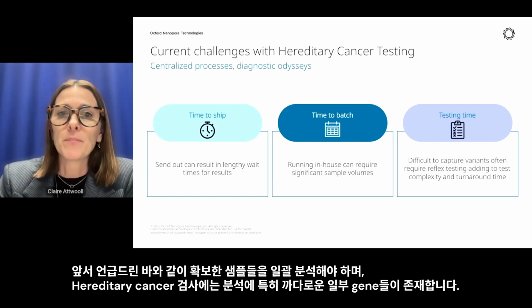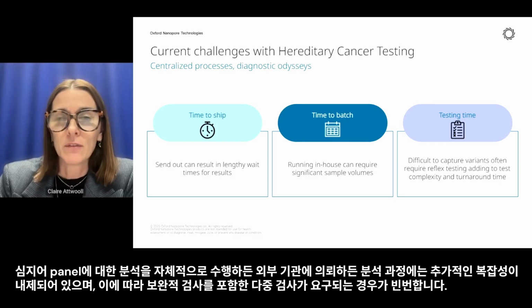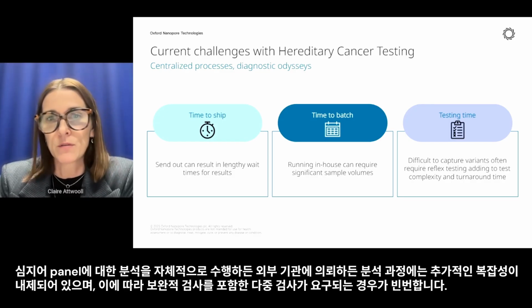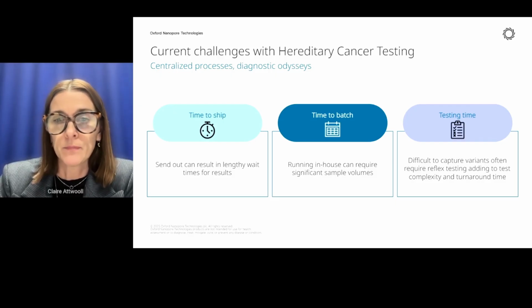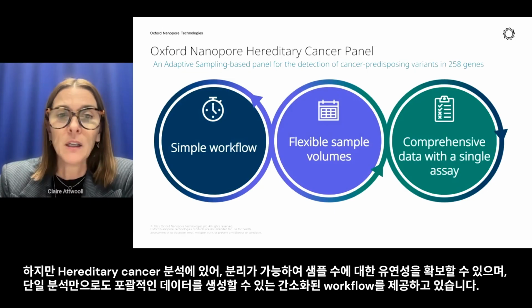And then because there are some really challenging genes in hereditary cancer testing, even if you're running a targeted panel yourself or someone else is running it, there's often additional complexity and multiple tests are required. And so we think with hereditary cancer, we have this very simple workflow. Because we can debatch, it gives flexibility in sample volumes, and we have a really comprehensive data set with just the single assay.